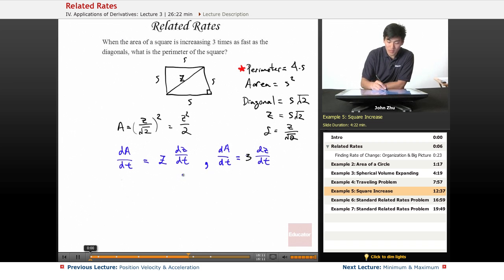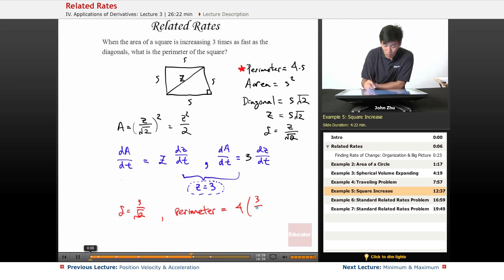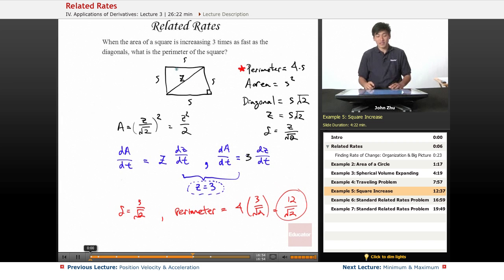So z equals 3. Well, what is the perimeter? We're not done just yet. We know that z equals 3. Well, let's just plug z back in. So we know that s equals 3 over root 2. So the perimeter equals 4 times s, 3 over root 2. So our answer is 12 over root 2. Or the perimeter of the square is 12 over root 2 when the area of the square is increasing 3 times as fast as the diagonal.